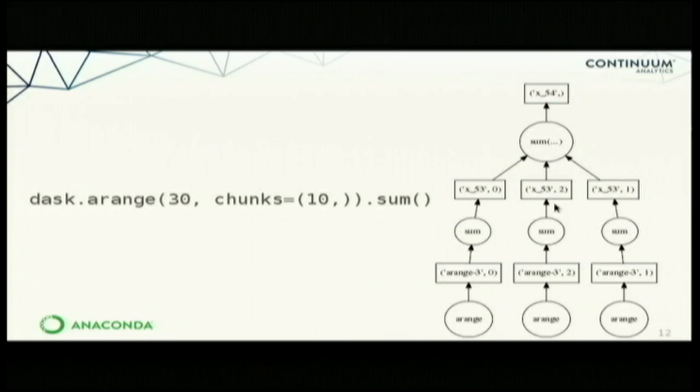This is an image of a graph that's generated by dask.array. Here we created an array of 30 elements and broke it into 3 chunks of 10. If you look at this graph, you can see 3 calls to a range. The circles represent function calls, and the squares represent data.